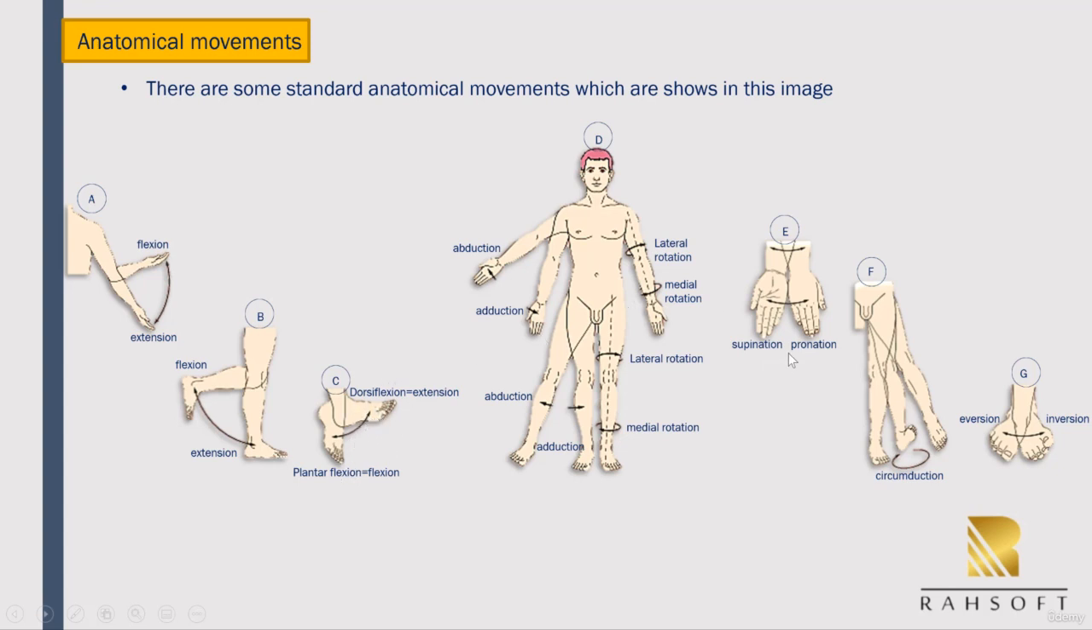Then there's supination and pronation, which is the way you flip your palm. Circumduction, which is the rotating of an object. And eversion and inversion, which is the way you're moving your foot either in or out of the body. Then there are rotations that you can talk about laterally or medially, depending on which way you're rotating it, and adduction, which is moving the part of the limb up or down.